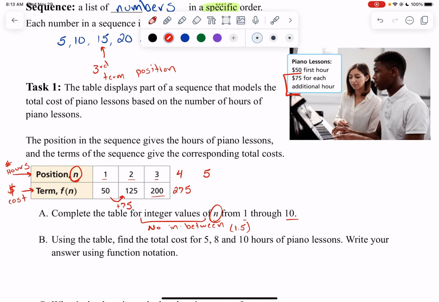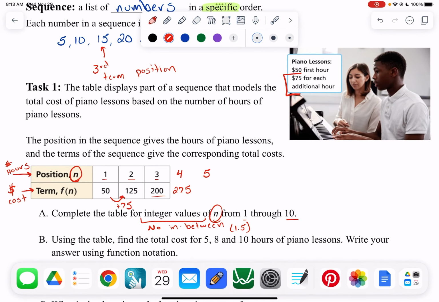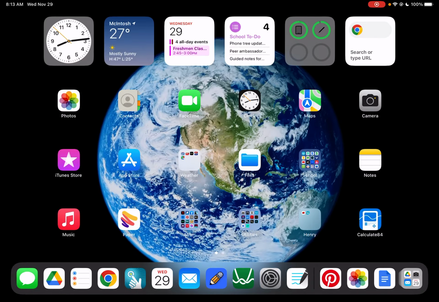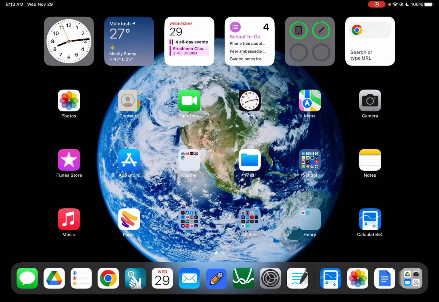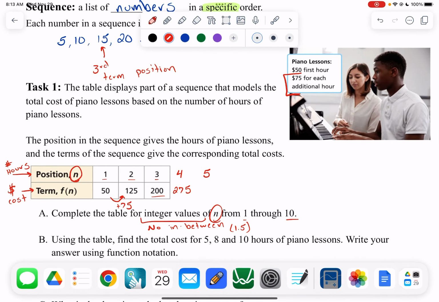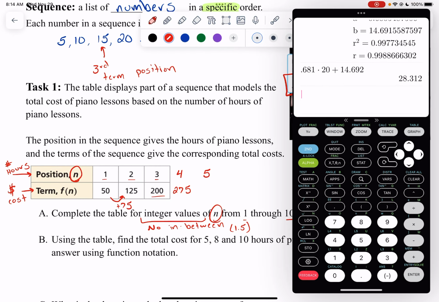Okay, for 5, I'm going to show you a neat trick using your calculator. I want to just bring it in picture in picture. Okay, so what I can do is I can start with my first term, 50. And each time we add 75. So to get to my next term, there's my 125 right here.